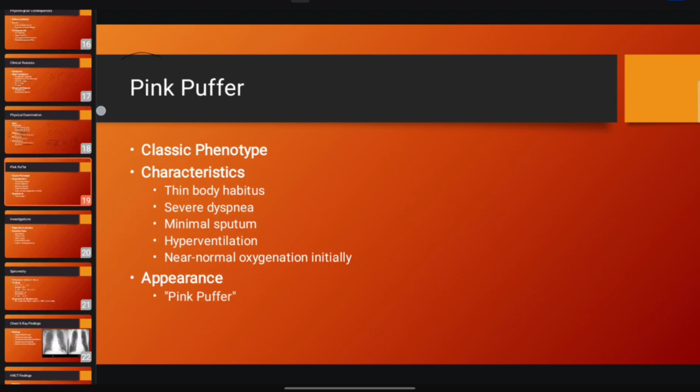Pink puffer is a very important differential here. We have to know that it is a classical phenotype characterized by thin body habitus, severe dyspnea, minimal sputum, and hyperventilation, then near normal oxygenation initially. And the patient has the appearance of a pink puffer.